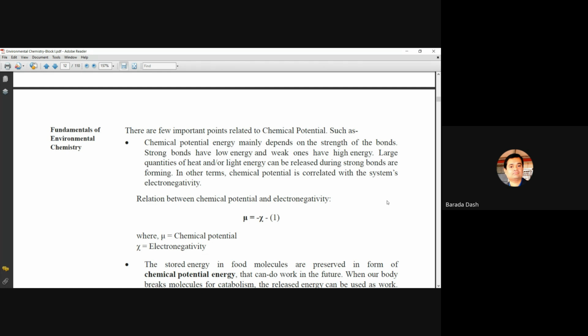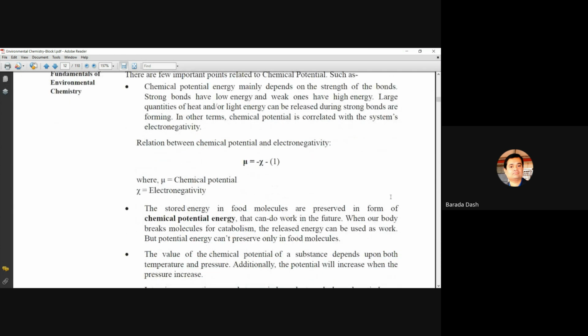So where does the chemical potential energy come from? It comes from the breaking or making of bonds. If a bond breaks or a bond is formed, strong bonds have low energy and weak ones have high energy. If a bond is very strong, it has low energy, and if the bond is weak, then it has high energy. Large quantities of heat and light energy can be released when strong bonds are forming. In other terms, chemical potential is correlated with the system's electronegativity.